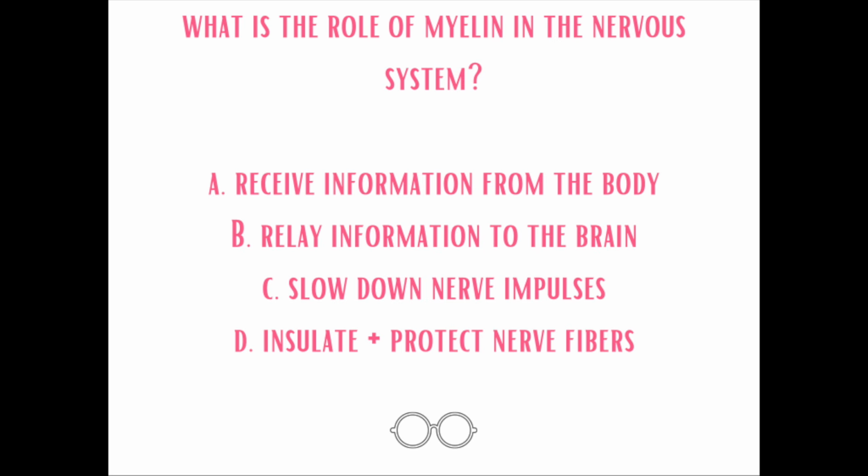What is the role of myelin in the nervous system? A, to receive information from the body. B, to relay information to the brain. C, to slow down nerve impulses. Or D, to insulate and protect nerve fibers. The answer here is D, to insulate and to protect nerve fibers.